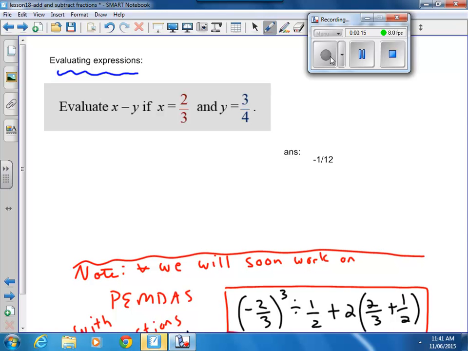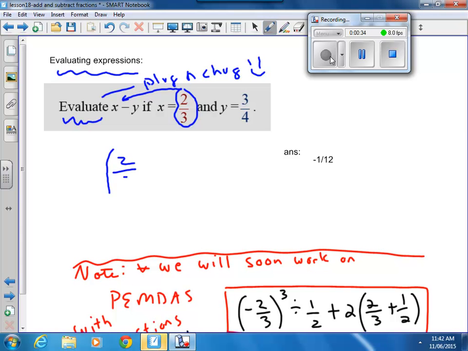Evaluate x minus y if x equals 2/3 and y equals 3/4. So now we start to realize that evaluate kind of means plug and chug, right? Good old plug and chug. So we're just going to take 2/3 and plug it in, or replace. I like to think of it more as replacement. I'm going to replace x with 2/3 and I'm going to replace y with 3/4, and voila.